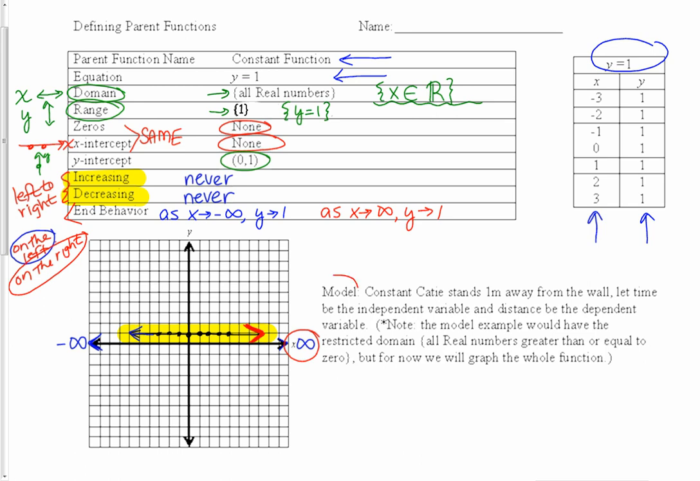You can look at real life models. A constant function is kind of boring in real life. It's something that never changes.